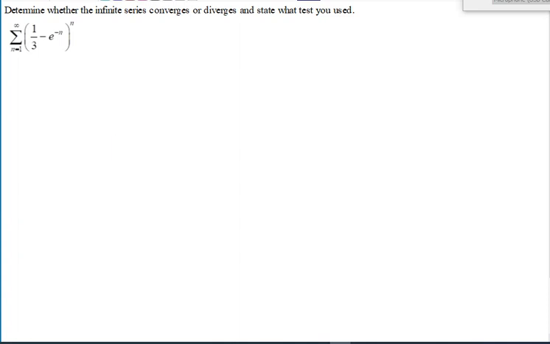Okay, on this one, notice we've got this whole thing raised to the n. So when you see that, that's a good clue to try the root test. The root test is similar in that you find the limit as n approaches infinity, just like the ratio test. But whatever that exponent is, the n, that's the same root you take. So you take the nth root of 1/3 minus e to the negative n, to the n.